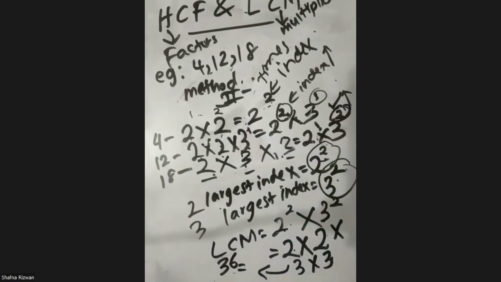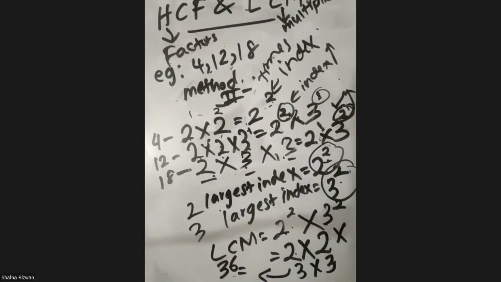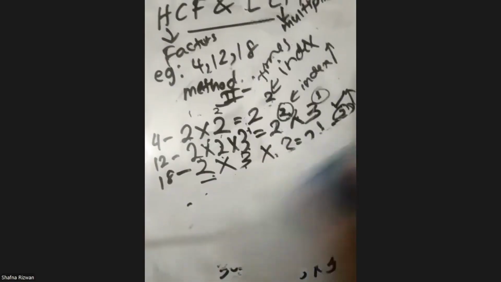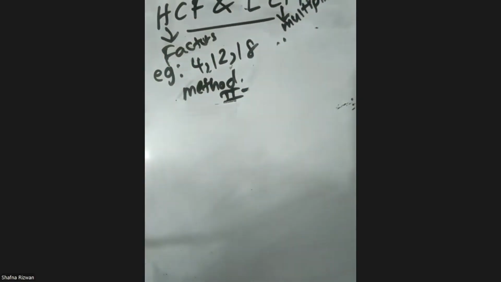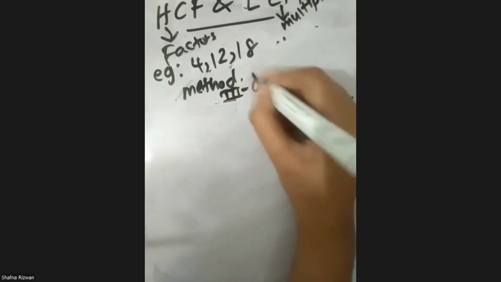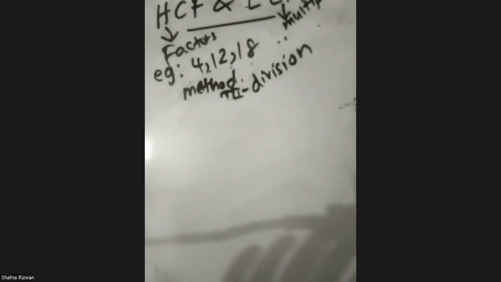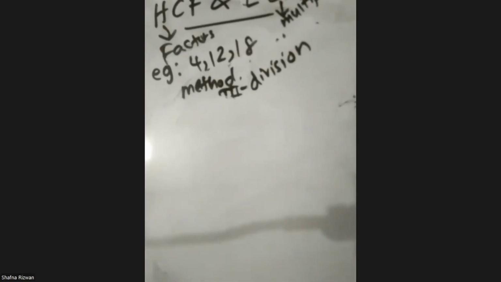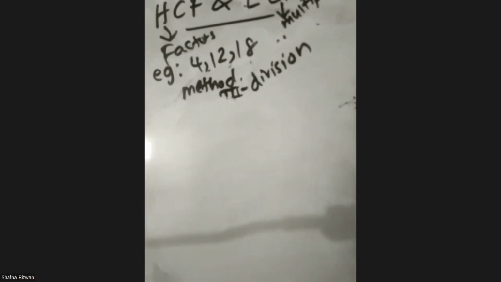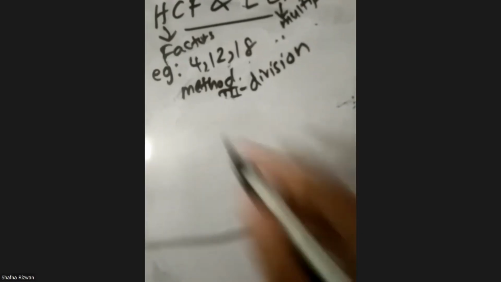Now let's go to your third method, that is your division method. Okay guys, now let's see how to use the third method and find the LCM of any number.